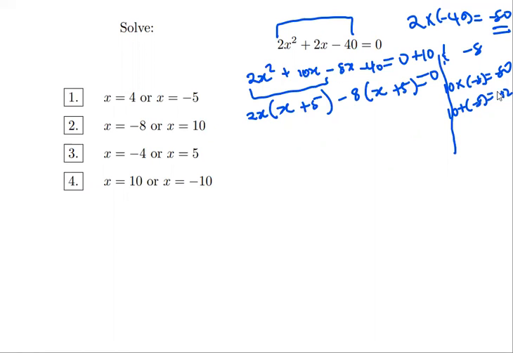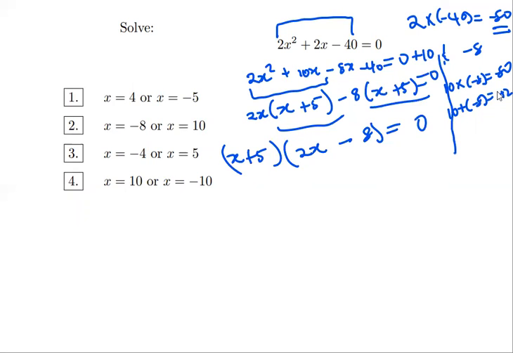What we can do next is notice that this term and that term are the same thing. So we can pull out an x plus 5. And then what do we have here? If we pull out an x plus 5, we have a 2x. And here we have a -8 equals 0. This means that x plus 5 equals 0, or 2x minus 8 equals 0.